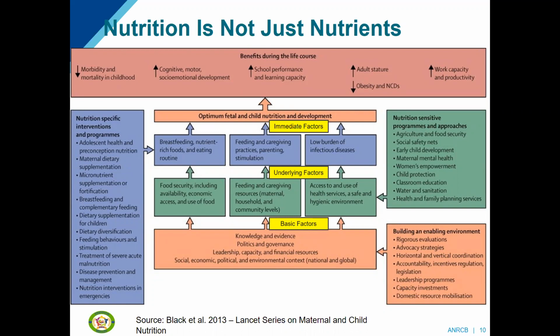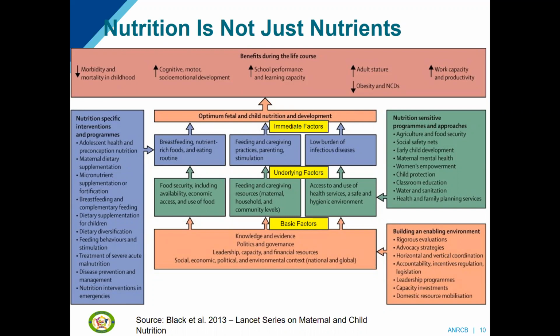Poor nutrition in early life can lead to morbidity and mortality. It affects cognitive, motor, and socio-emotional development. It also affects children's ability to learn, their performance in school, and adults' capacity to work and be productive. It can further increase the risk of metabolic diseases in adulthood.